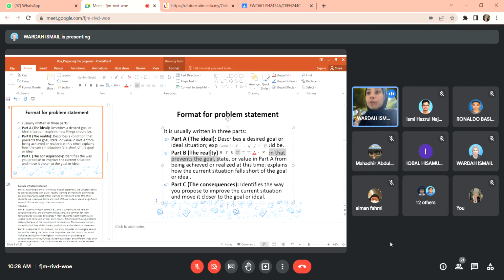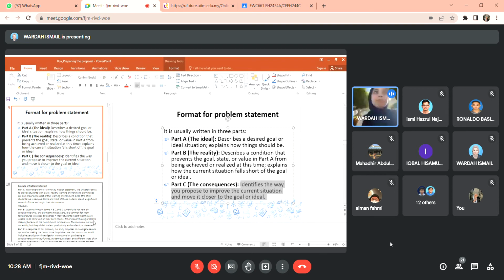This is where you talk about the problem. Okay, you talk about the problem. You mention because of too many students spend too much on ... So that's why their spending habits have declined. That's why their spending habits are a bit bad. Okay, you discuss, you tell the problem. And then lastly, identify the way you propose to improve the current situation. So you give a solution.